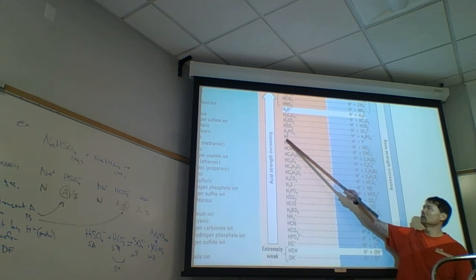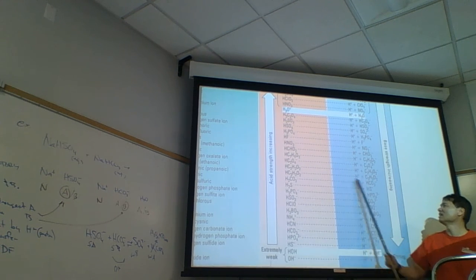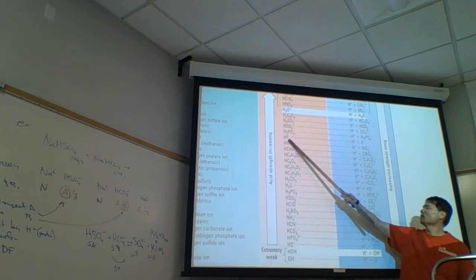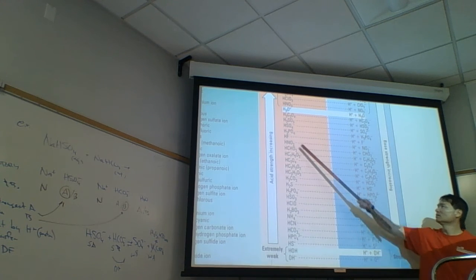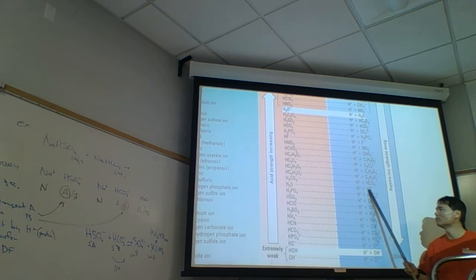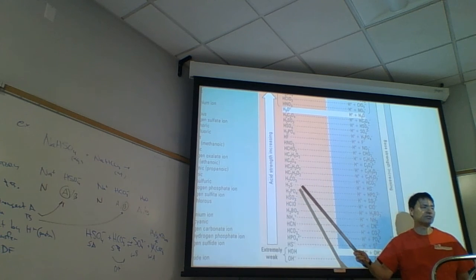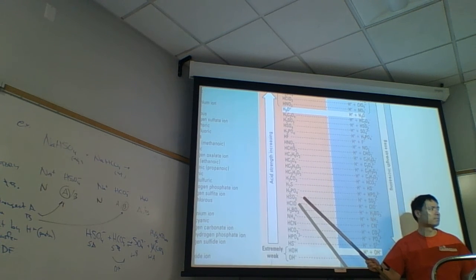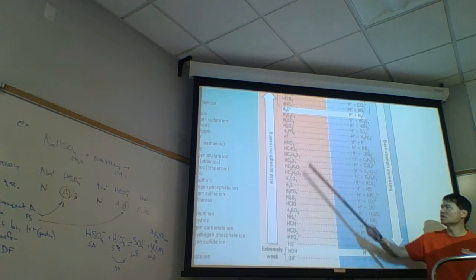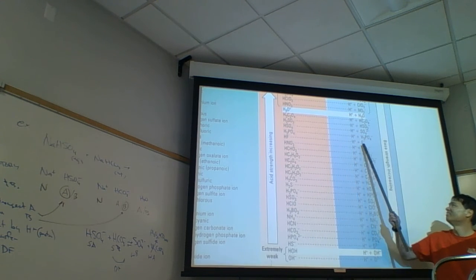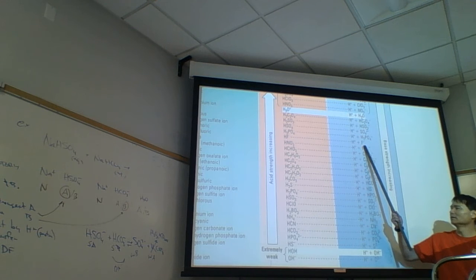So let's take another example. HF will react with HS minus. If HF reacts with HS minus, so we go HF to HS minus, what forms? H2S. Well, that's stronger to weaker. That's favorable. Do you see that? And so HF reacts with any base stronger than fluoride.